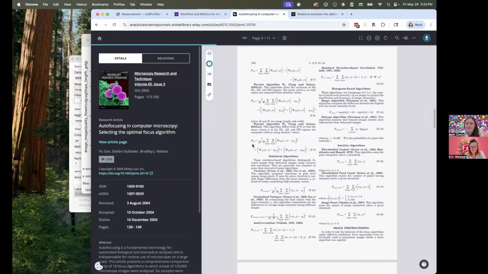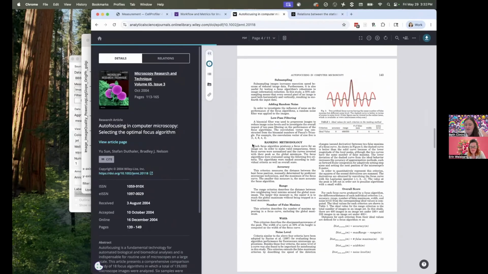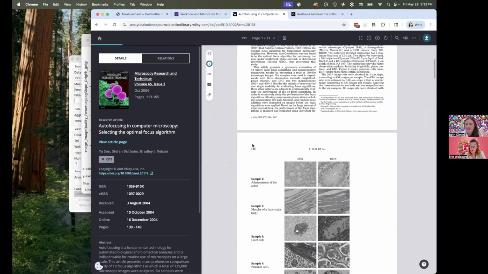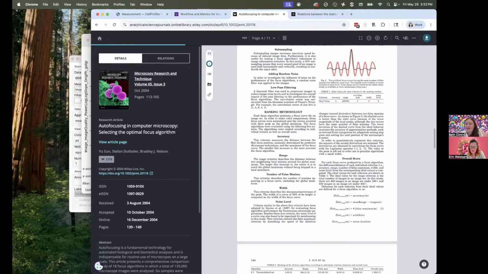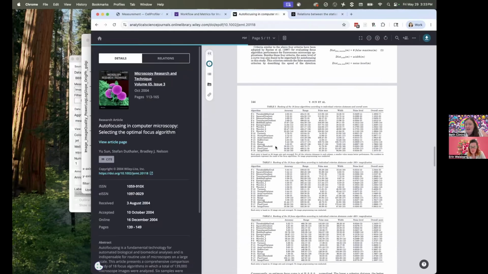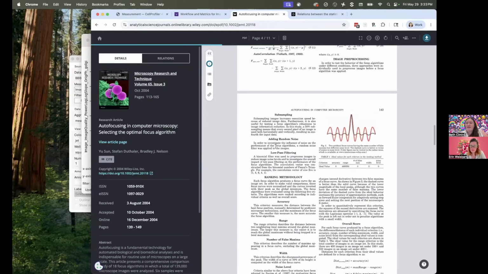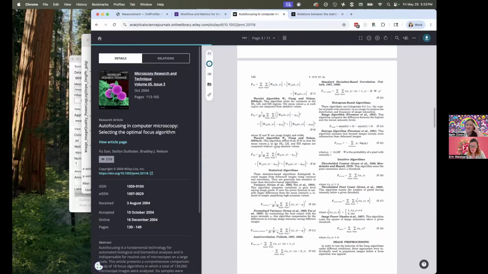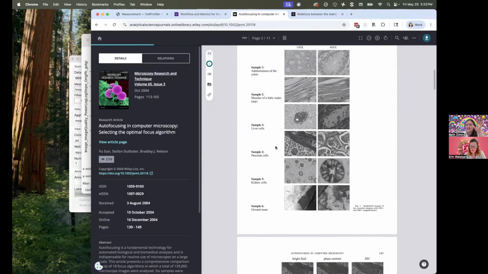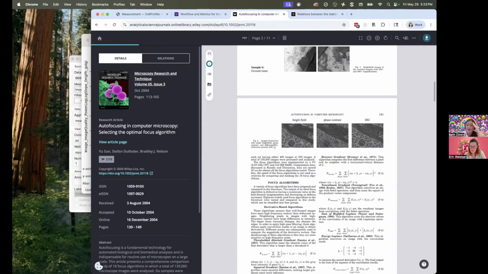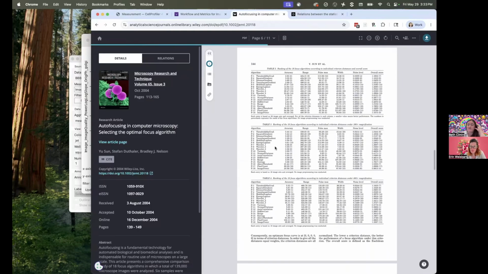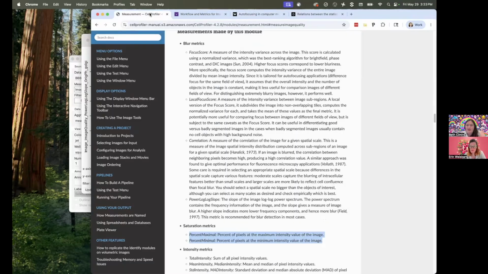They actually tried a whole bunch of different methods, and then they tested them across DIC images and bright field and fluorescence and a whole bunch of things, and actually were able to say that across all kinds of different conditions, this particular method often produces a really good measurement of blurriness. So that is what CellProfiler refers to as the focus score.